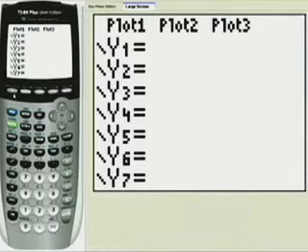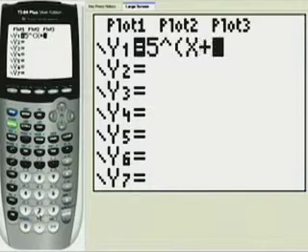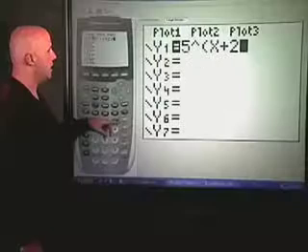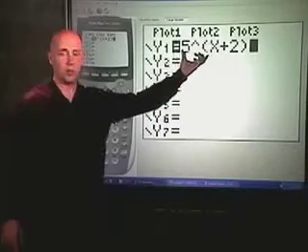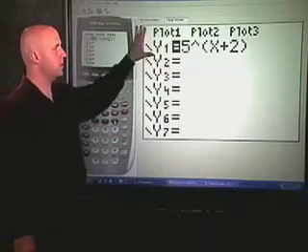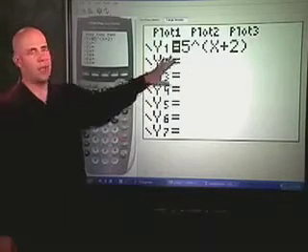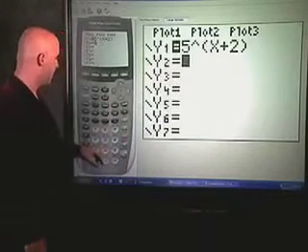So in y1 we're going to enter 5 raised to the power x plus 2. Now note that we're putting the x plus 2 in parentheses. We need to be careful that we group the x plus 2 as the exponent, so we'll use parentheses to do that. So we have 5 to the x plus 2. That was our left side of our equation. Enter to move to y2. And then on the right side we had 125.